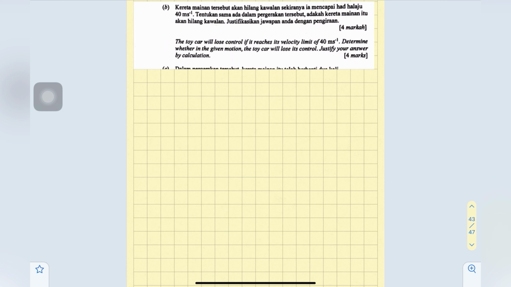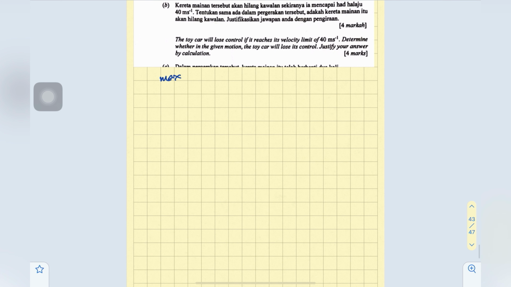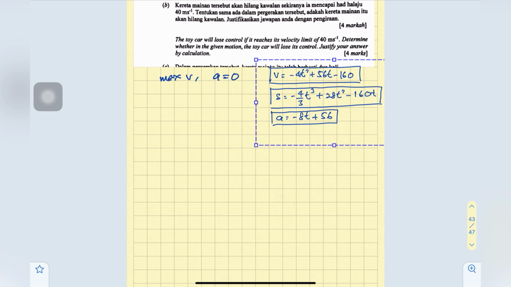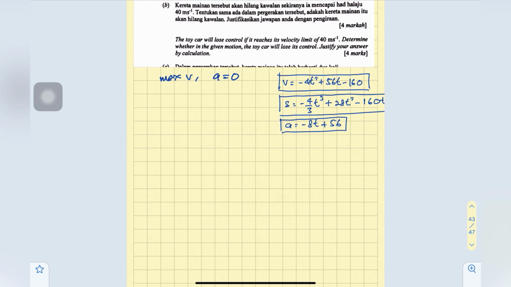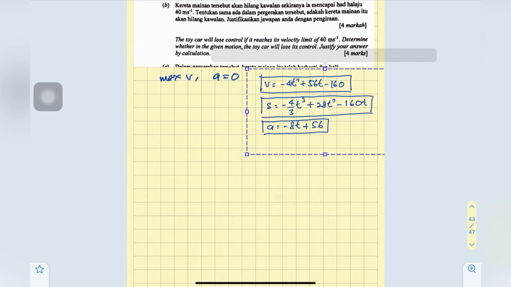B. The toy car will lose control if it reaches its velocity limit of 40 meter per second. Determine whether in the given motion the toy car will lose its control. Justify your answer by calculation. Okay, kalau dia nak reach limit, maksudnya dia maximum or minimum lah, velocity maximum or minimum. So kita tahu kalau maximum velocity, A equals to 0. Okay, just now kita dah ada kan semua yang tadi dekat soalan atas. Okay, so kita ambil je lah.